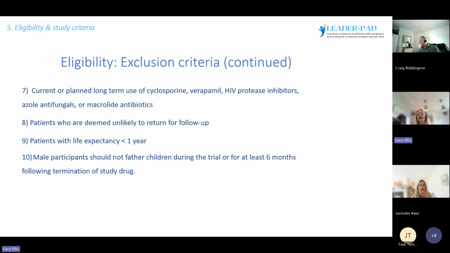There are also a number of drugs that are excluded if a participant is either on them or got planned long-term use of them, listed under point 7 here. Patients who are deemed unlikely to return for follow-up, patients with a life expectancy of less than a year, a male participant shouldn't father a child during the trial or for at least 6 months following termination of the study drug.